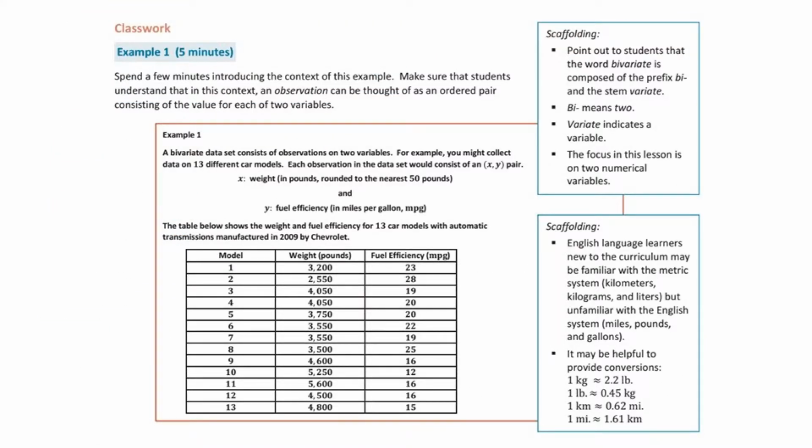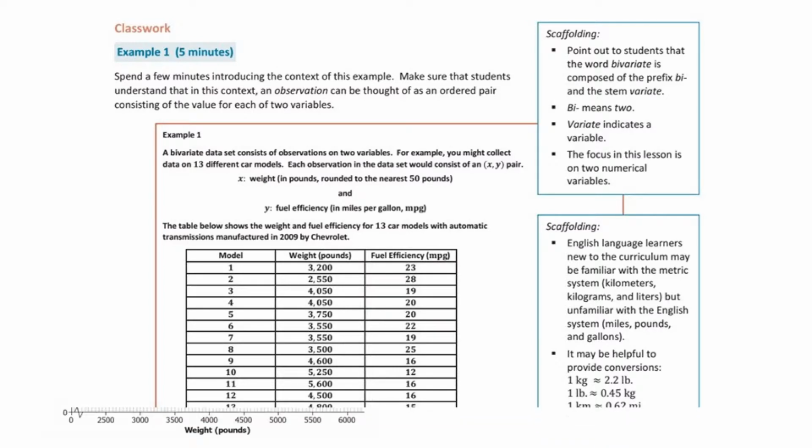So notice this lesson starts off with classwork, example 1. This could also be a bell ringer. Although it says spend a few minutes introducing the context, if it were a bell ringer, you probably wouldn't want to do that. So right away you can see you've got some flexibility in how you use this. But a lot of great information here. Note the scaffolding boxes out to the right. They give some great information, oftentimes some differentiation ideas, things you might want to think about as you prepare this lesson.